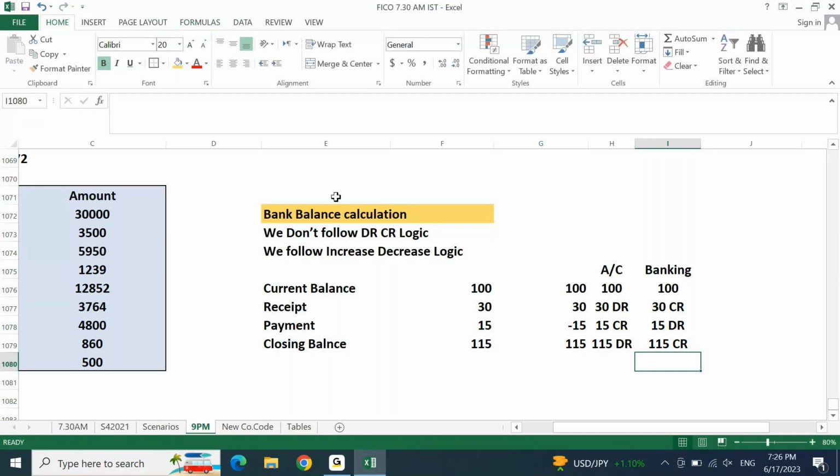Before you learn BRS, you have to learn these calculations. If these calculations are not clear, BRS will not be clear. As simple as that.